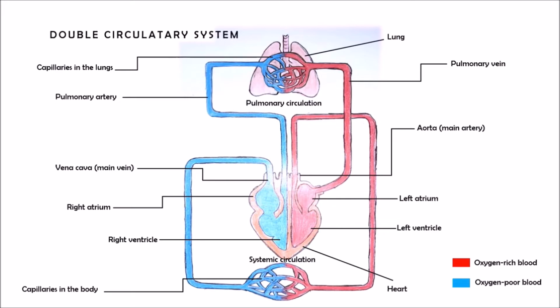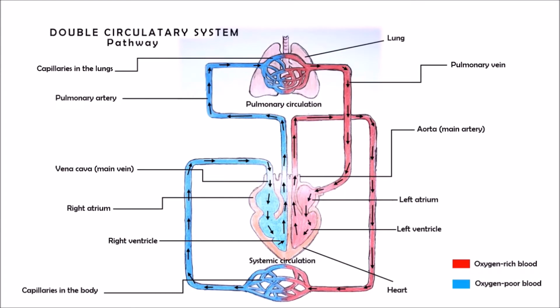Then blood exits the right atrium through the tricuspid valve and enters the right ventricle. The blood exits the right ventricle through the pulmonary valve and enters the pulmonary artery, which goes to the lungs and other capillaries in the body.